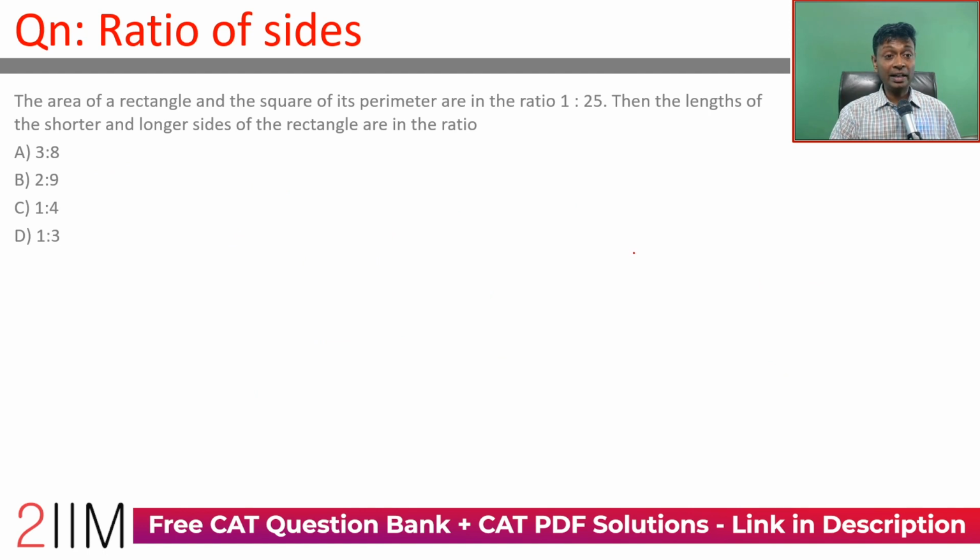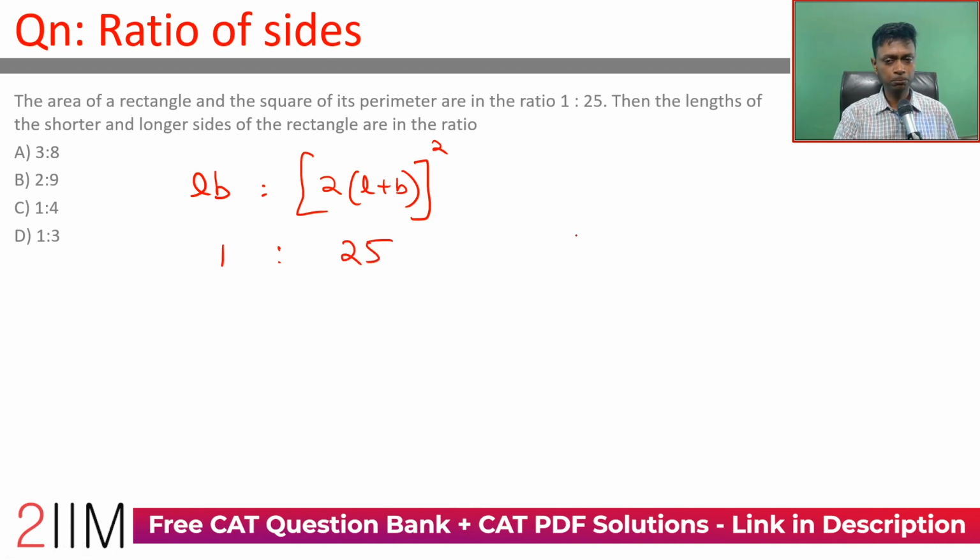The area of a rectangle and the square of its perimeter are in the ratio 1:25. L into B is to 2 times L plus B, whole square, is 1:25. I'm going to write down this equation and then figure this out. LB is to 2 times L plus B whole square is 1:25. We need to find the ratio B is to L, shorter to longer side.